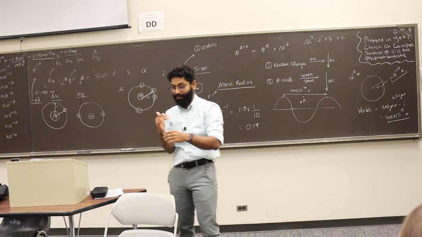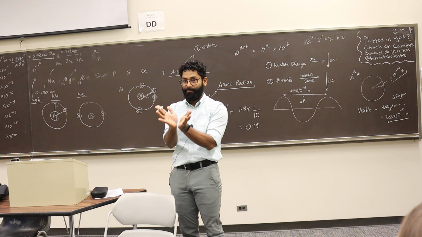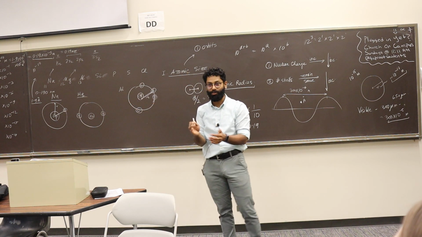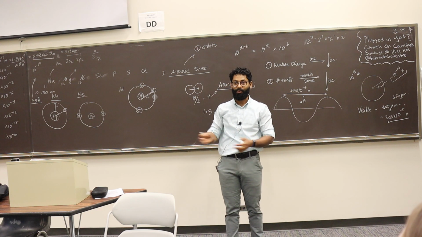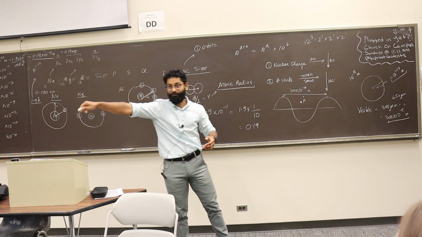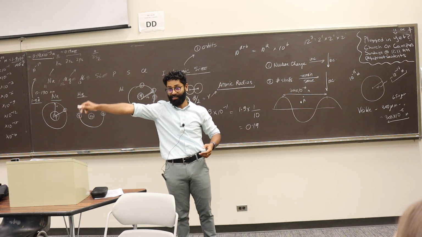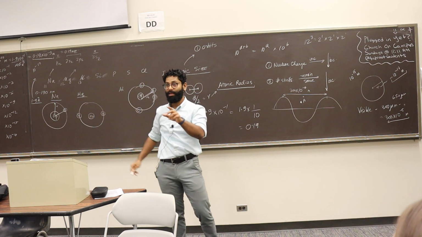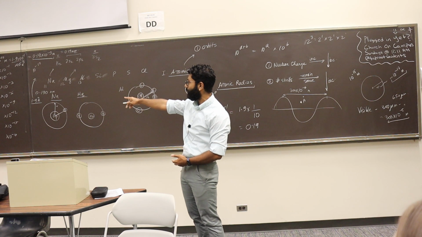Because when Brian told the size, he just told it to like 1 decimal place, or 0.19. You'll have to go to the 5th significant or 6th significant figure to make a difference. So it's not going to make a difference. Are you convinced? Okay. So sodium was 1.9 angstroms.